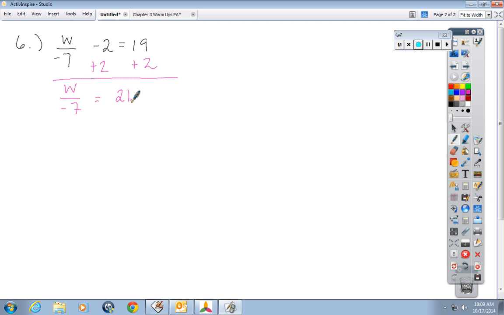A common mistake would be to put W equals negative 3, right? Because they see that it's being divided by negative 7, and they take 21 and divide by negative 7. We should do the opposite, because 3 divided by negative 7 is not 21. Okay, so I'm going to multiply both sides by negative 7. And when I do that, what do I get? Negative 147.